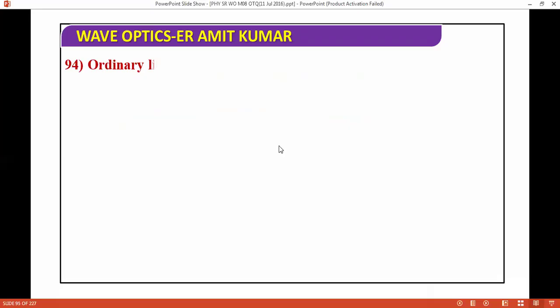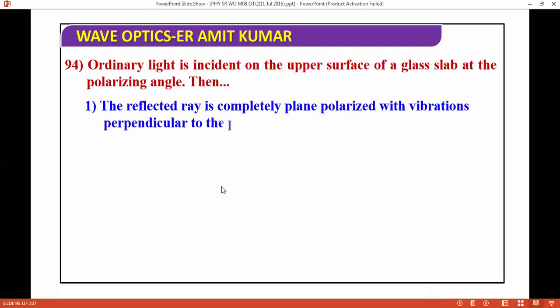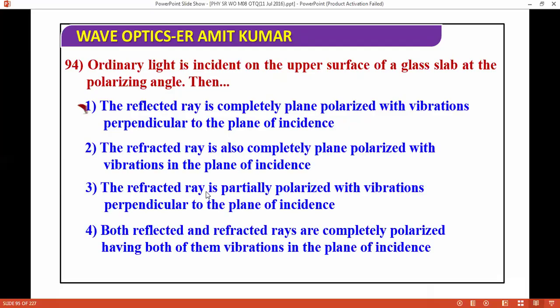Next question: ordinary light is incident on the upper surface of a glass slab at the polarizing angle. The correct answer is that the reflected ray is completely plane polarized with vibrations perpendicular to the plane of incidence. So remember, the vibration is perpendicular to the plane of incidence.